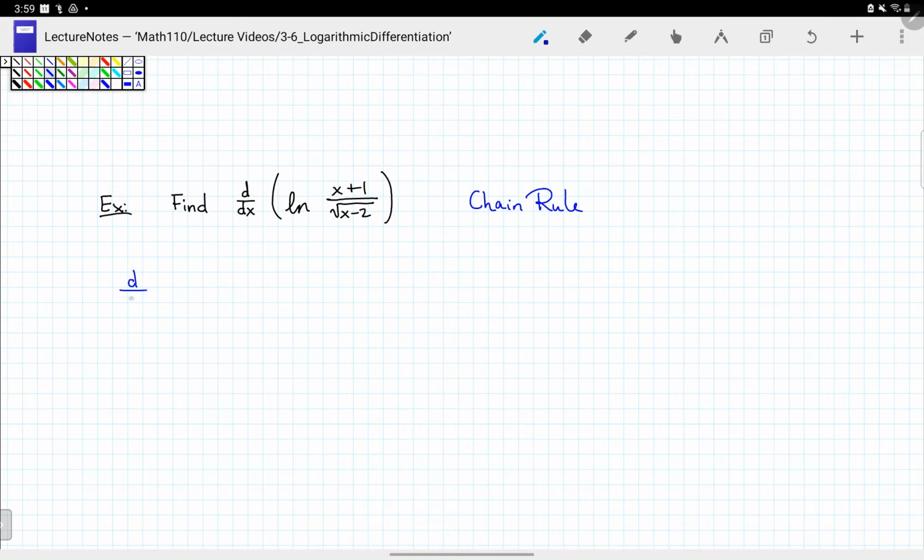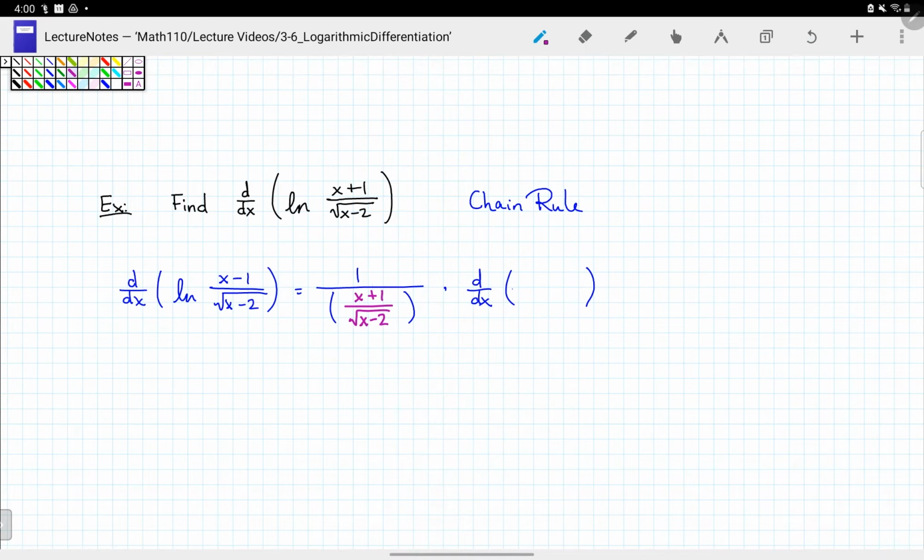So the derivative of this stuff, natural log of x minus 1 divided by square root of x minus 2, is, I start with the reciprocal of that input, and then I'm going to do times the derivative of that input, where that input is x minus 1 divided by the square root of x minus 2. And I actually, sorry, it's x plus 1.